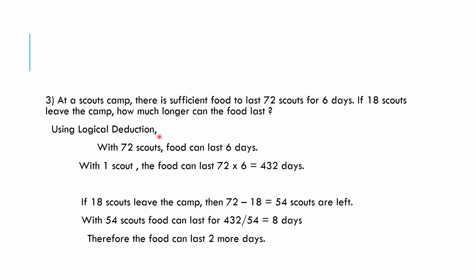Now, using logical deduction, with 72 scouts, food can last for 6 days. With 1 scout, the food can last for 72 into 6, 432 days. Now, if 18 scouts leave the camp, then 72 minus 18, 54 scouts are left. With 54 scouts, food can last for 432 over 54, that is 8 days. Therefore, the food can last for 2 more days.